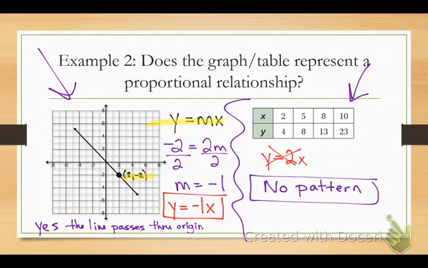Sometimes you have a graph. Sometimes you have a table. They're completely separate. Wait, so you always do y equals 2x? No, what if y had been an 8? Then it would be y equals 4x. So it's how the x is connected to y.